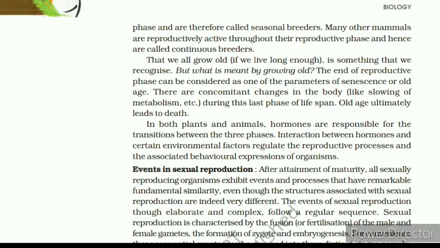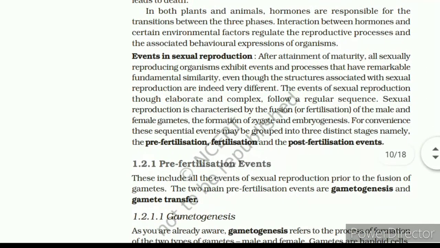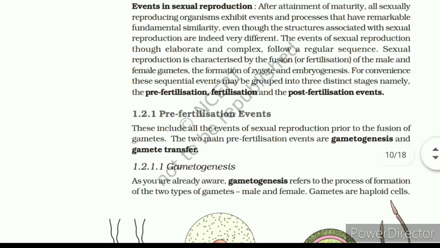Events in sexual reproduction. After attainment of maturity, all sexually reproducing organisms exhibit events and processes that have remarkable fundamental similarity, even though the structures associated with sexual reproduction are indeed very different. The events of sexual reproduction, though elaborate and complex, follow a regular sequence. Sexual reproduction is characterized by fusion or fertilization of the male and female gametes, the formation of zygote and embryogenesis. For convenience, these sequential events may be grouped into three distinct stages, namely pre-fertilization, fertilization, and the post-fertilization events.